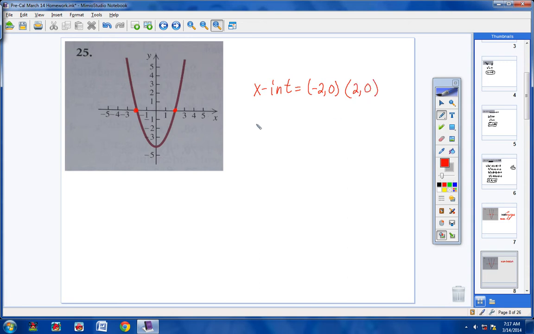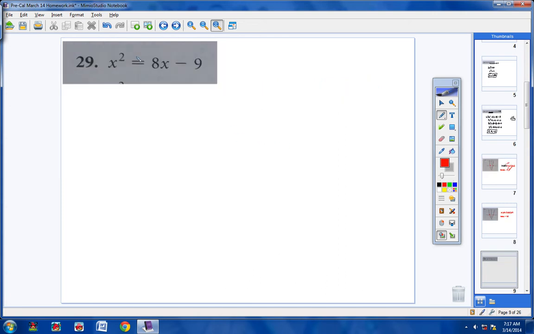Now, if you list out the zeros, you will get plus minus 2. All right? Plus minus 2. We call the x-intercepts zeros. Hope that makes sense. Moving on to 29.